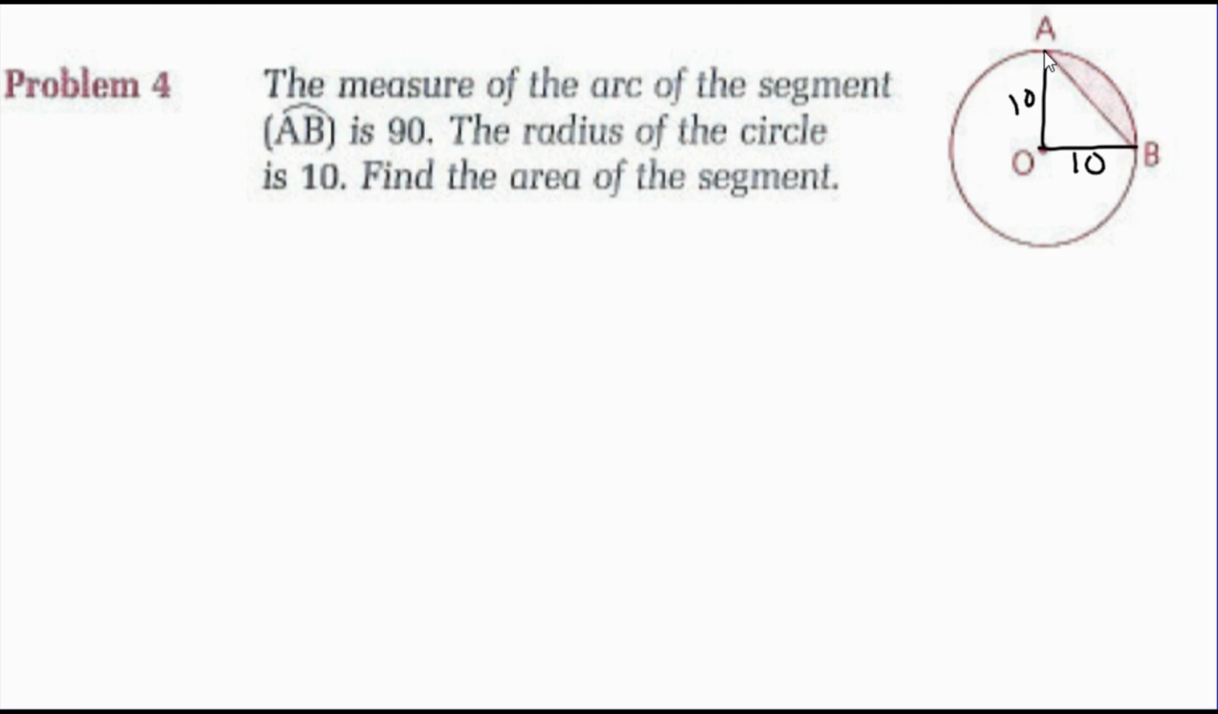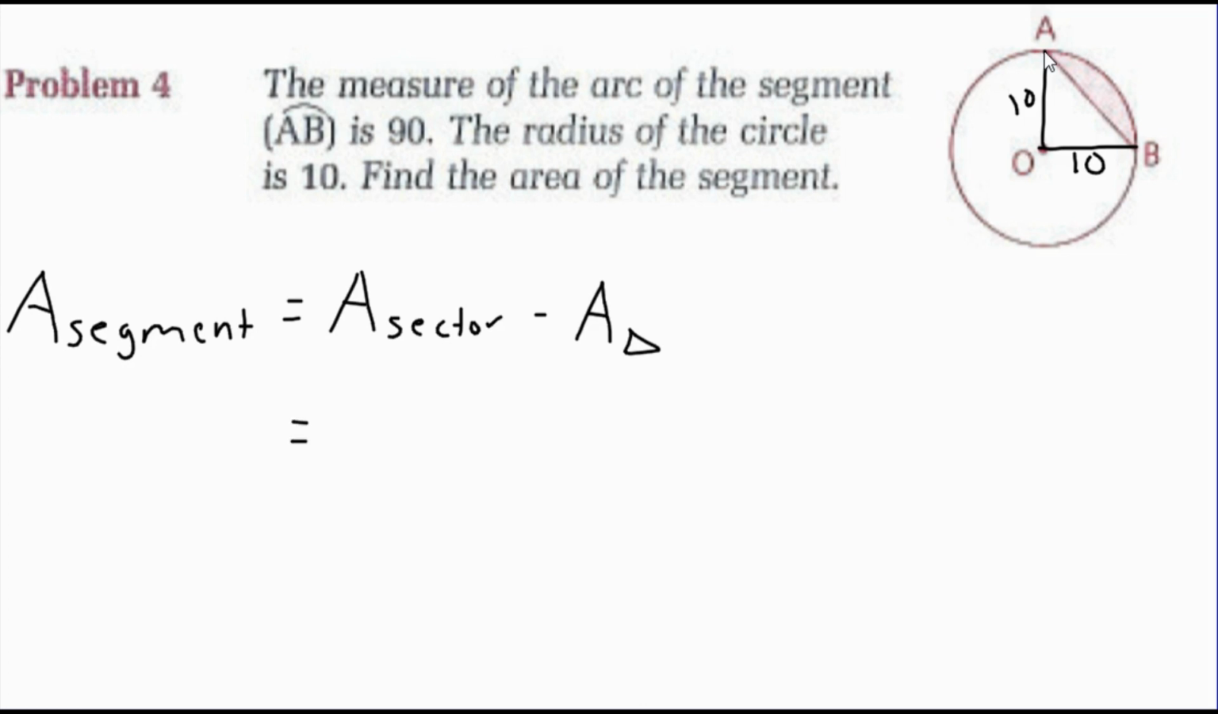So I know the area of this segment will be equal to the area of the sector subtracted from the area of the triangle. So I want to find the area of my sector and subtract that from the area of my triangle. So if I find the area of my sector, I know it is the fractional portion of the circle, so 90 divided by 360 multiplied by the area of the entire circle, so 10 squared pi.